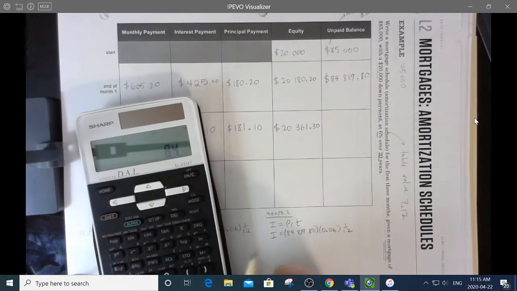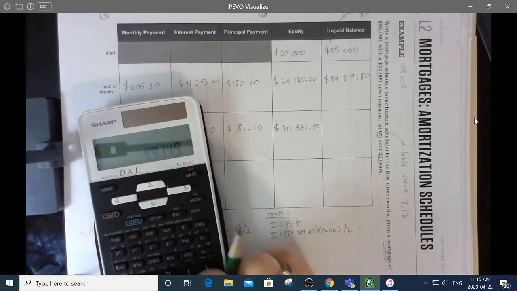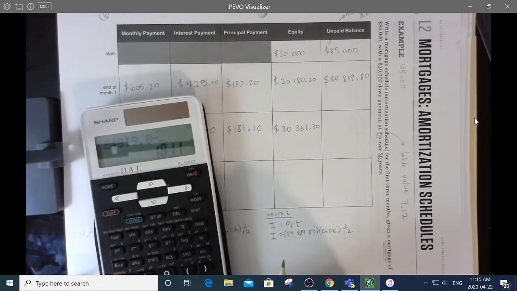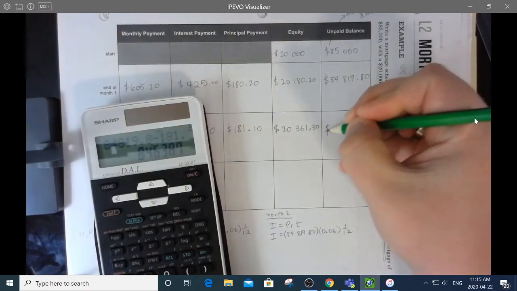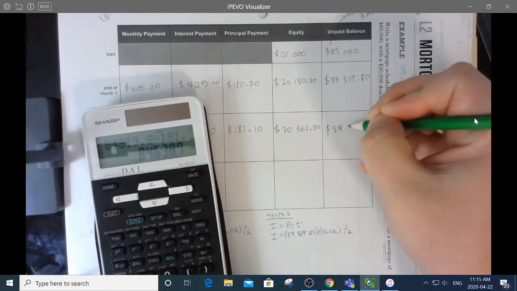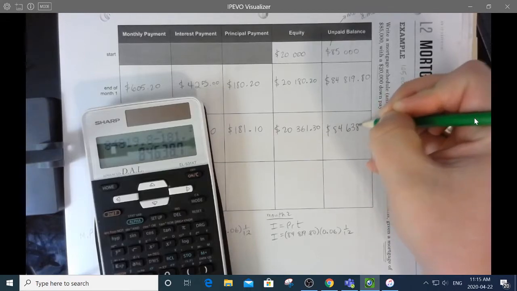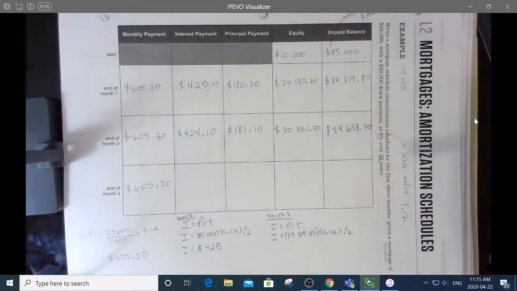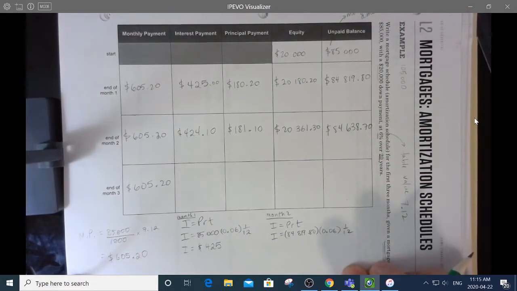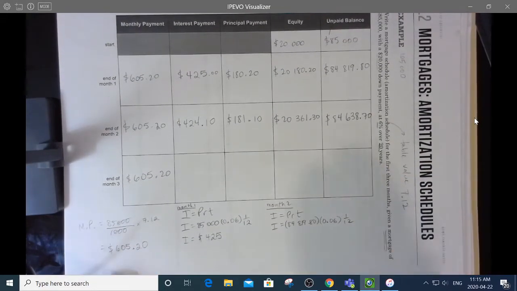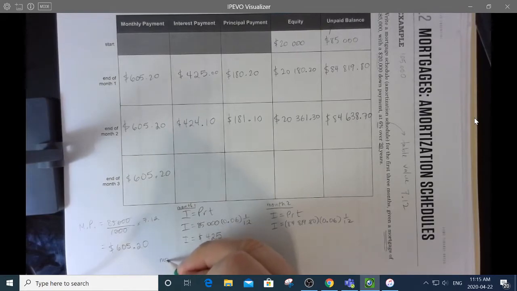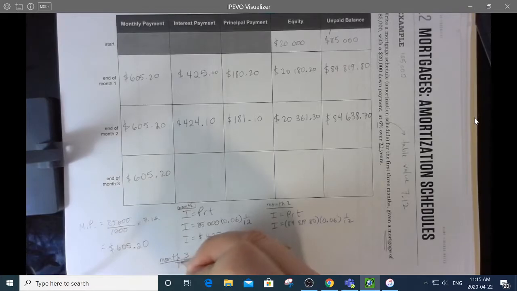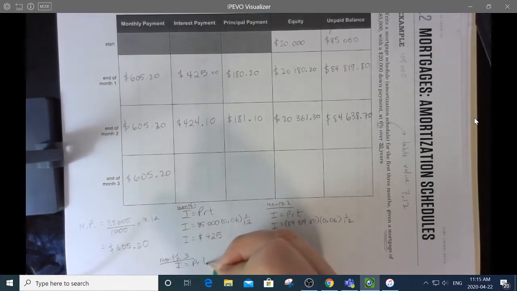So $84,819.80 minus $181.10. And that is $84,638.70. All right. Second month done. We got one more month to go. So I'm going to go down here to month 3. And month 3 again, I need to make an interest calculation.